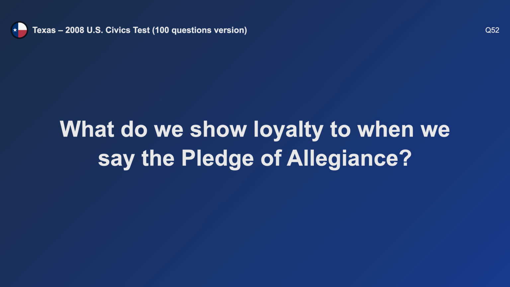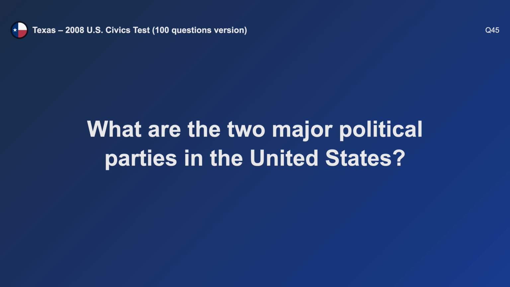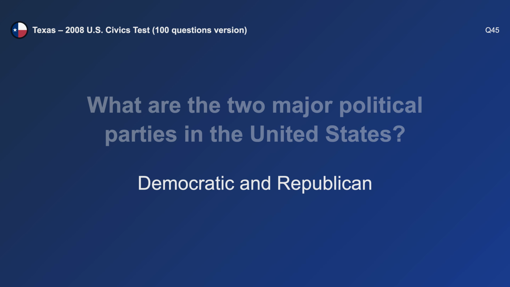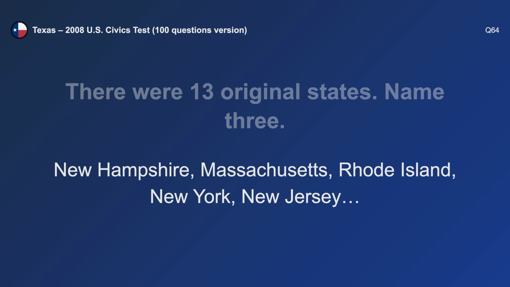What do we show loyalty to when we say the Pledge of Allegiance? The United States. What are the two major political parties in the United States? Democratic and Republican. There were 13 original states. Name 3. New Hampshire, New York, and New Jersey.